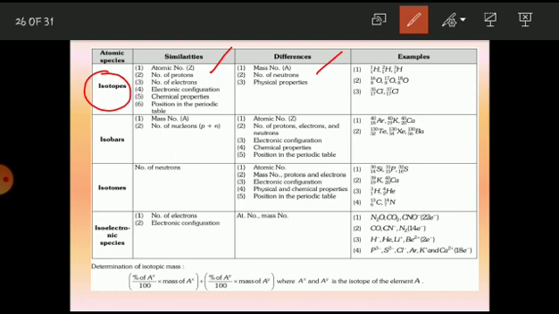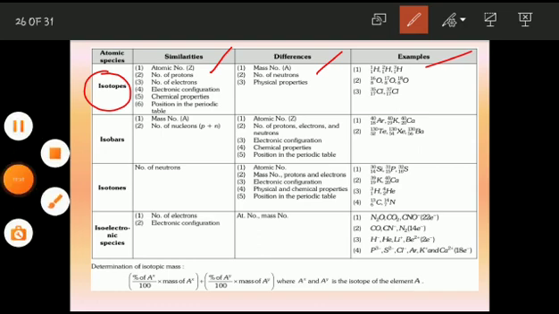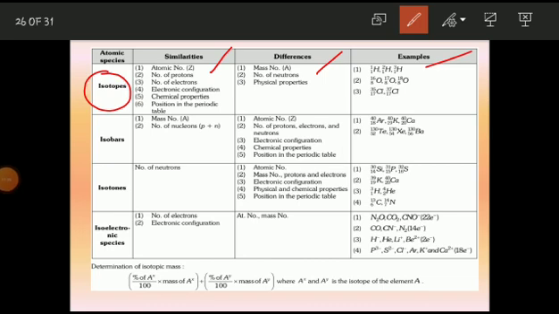For example, 1H1, 1H2, 1H3. So 1H1 is protium, 1H2 is deuterium, and 1H3 is tritium, in all of which we are having the same atomic number, that is 1, but different mass numbers, that is 1, 2, 3. So if the species have the same atomic number but a different mass number, then such types of species are called isotopes. Are you getting?